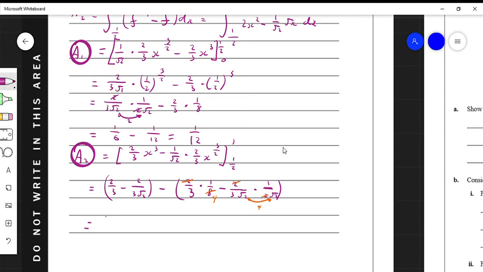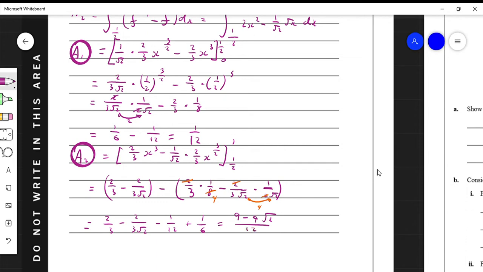So what this gives us is 2 on 3 minus 2 on 3 root 2 minus 1 on 12 plus 1 on 6. So I'm just bringing the negative inside. You can work all this out any way you like, but making the denominators all 12 gives us 9 minus 4 root 2 on 12.